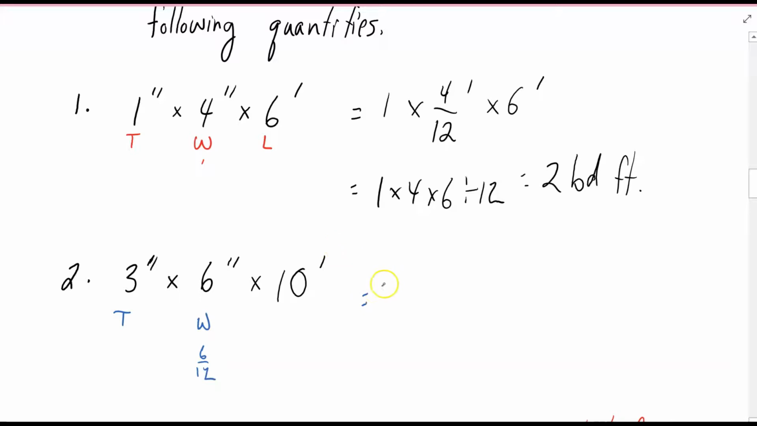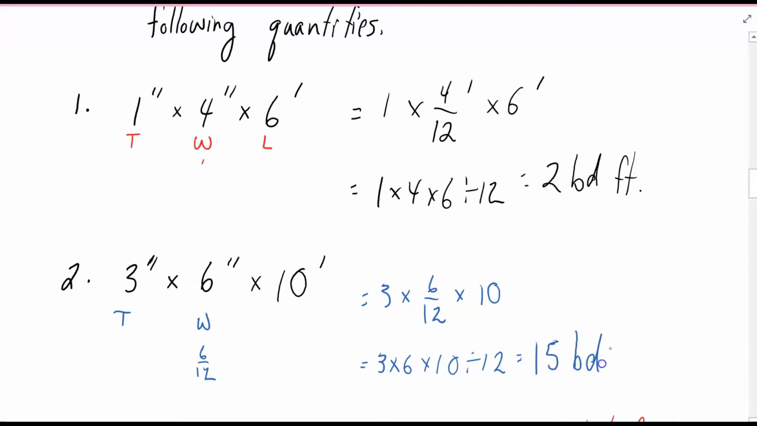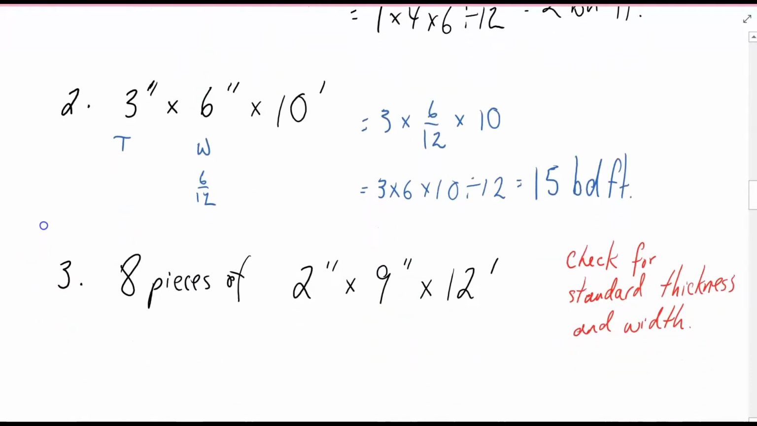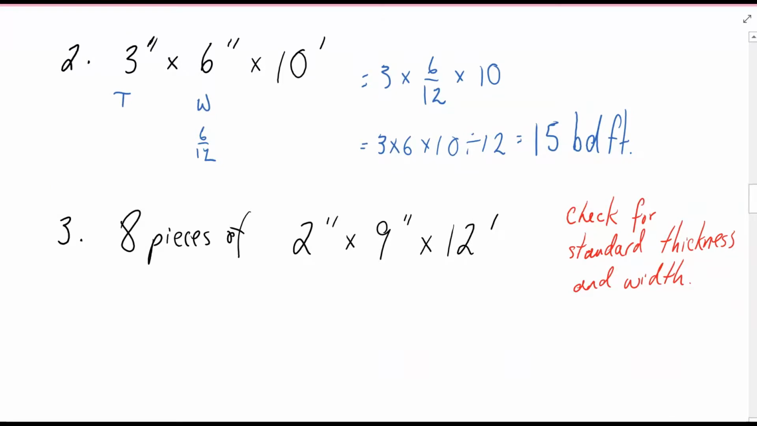So let's do 3 times 6/12 times 10. Three times 6 times 10 divided by 12. And this one will be 15 board feet. All right, here's another one. Remember to check for standard thicknesses and widths before you just jump ahead and use the formula.